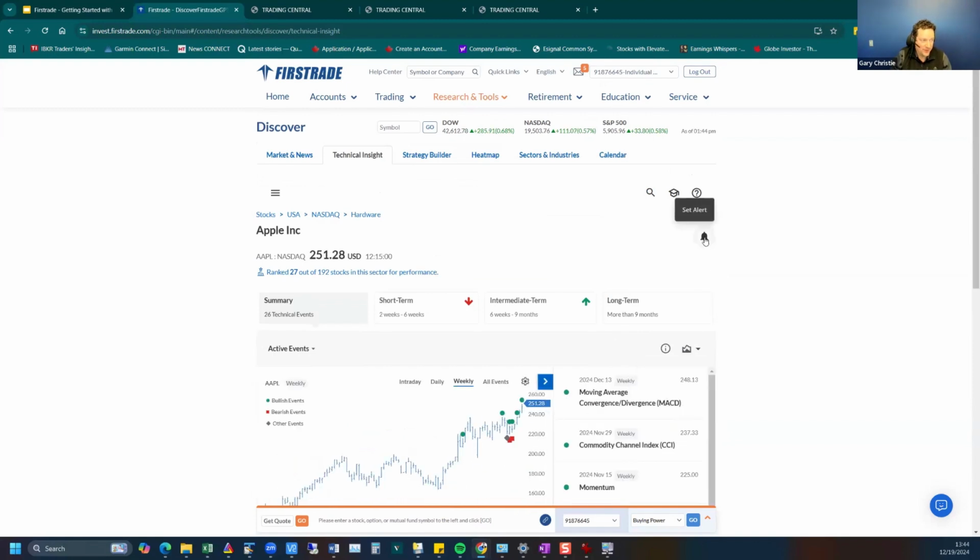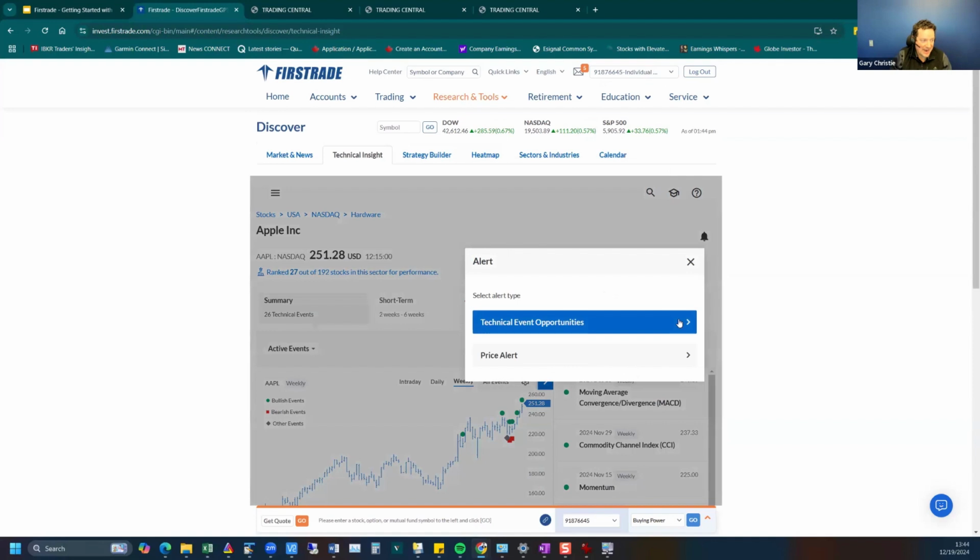And there's an alert bell here. So if I click on an alert, I can now focus only on certain stocks. So if I have a specific watch list, I can put my watch list in here and pick for certain opportunities. Maybe I'm long a stock and I'm worried about it becoming bearish.